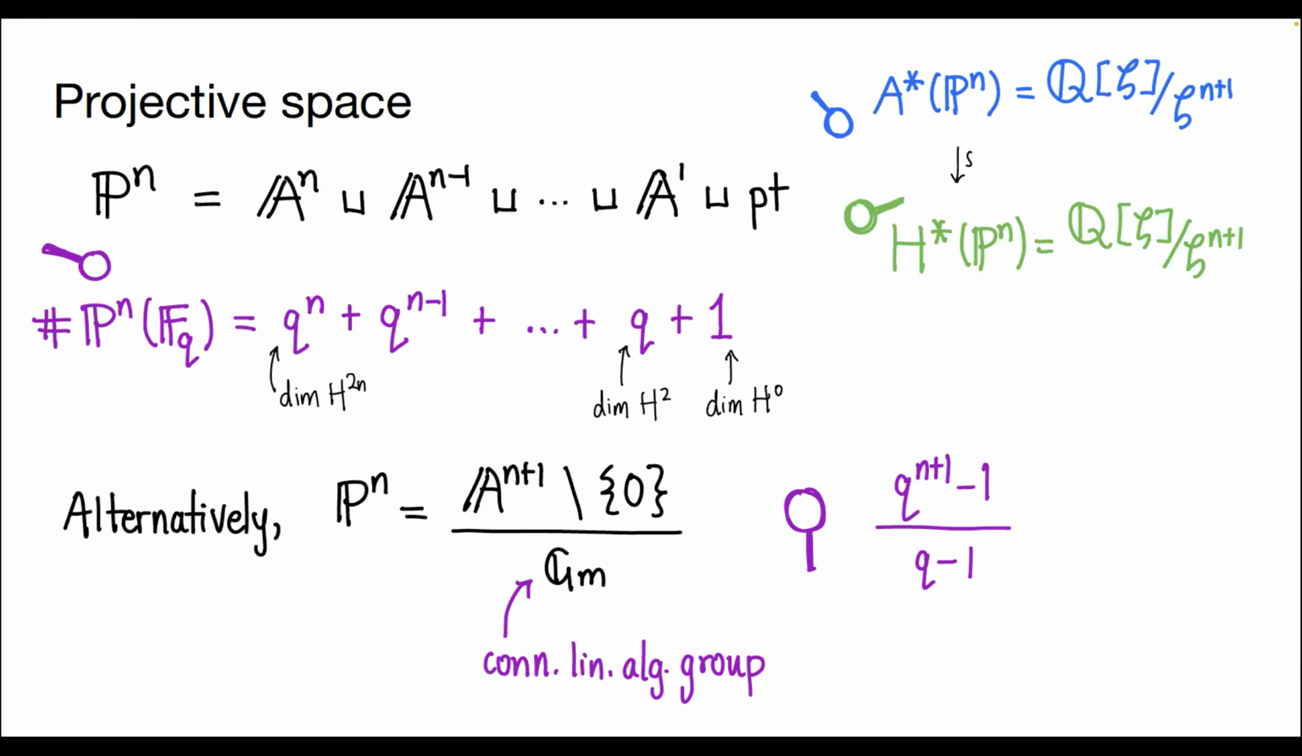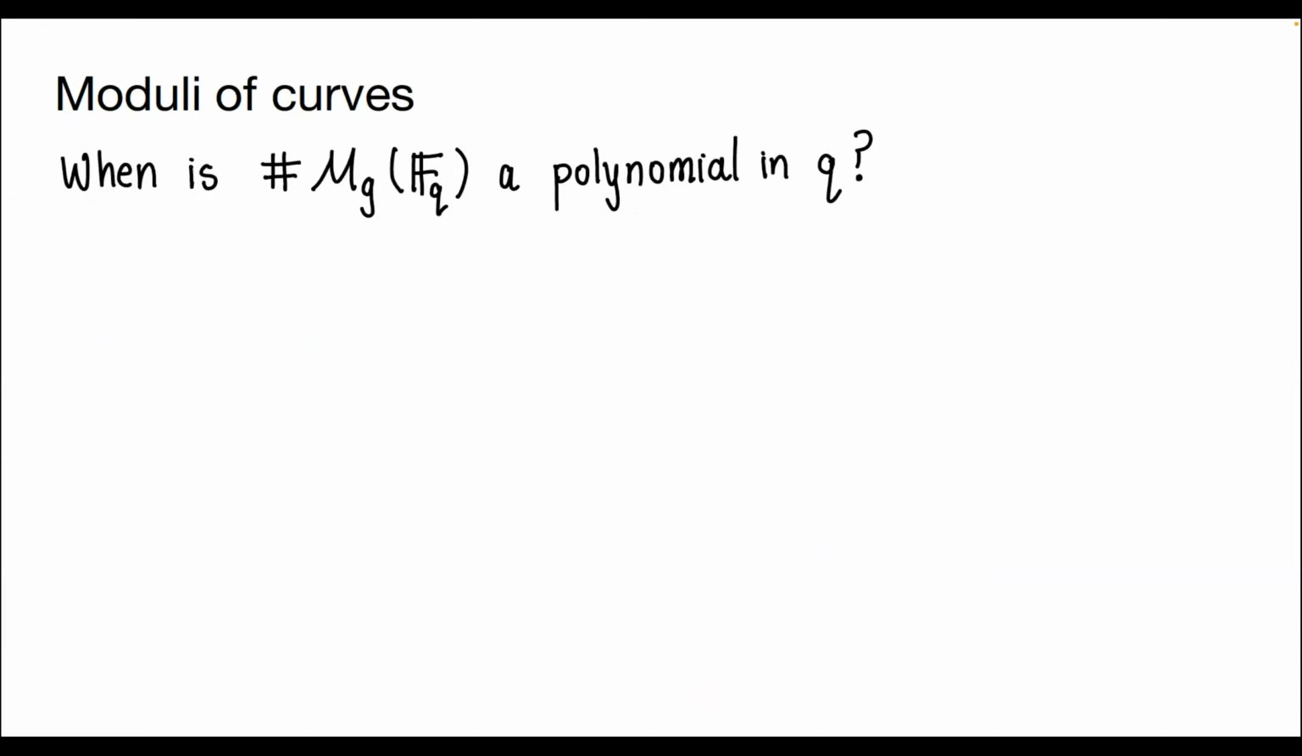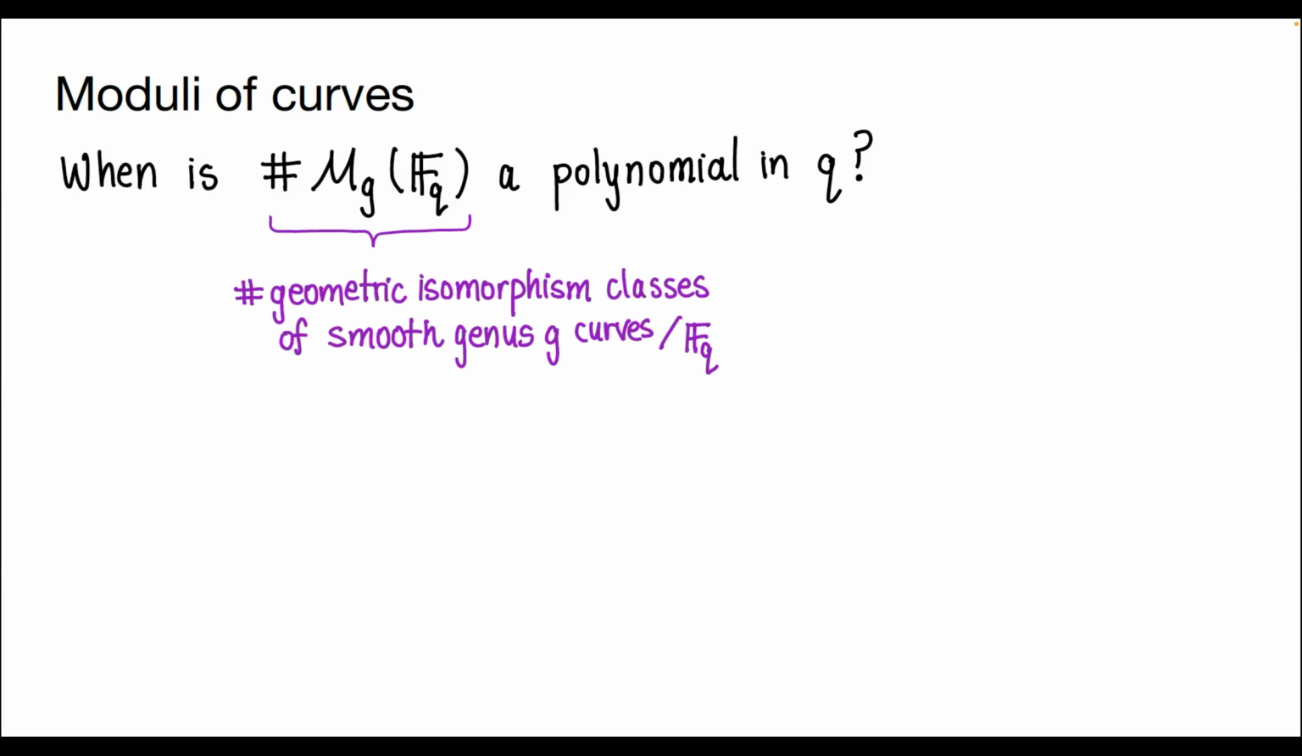So, in part inspired by this example, the main question that I want to address in this talk is, when are the point counts of M_g over finite fields polynomials in q? So given its interpretation as a moduli space, here when I'm talking about point counts, I want you to think about the coarse moduli space, if you like. So this is the number of geometric isomorphism classes of smooth genus g curves defined over F_q.